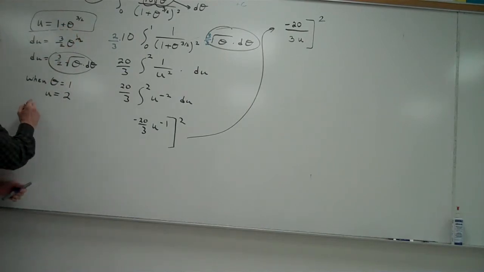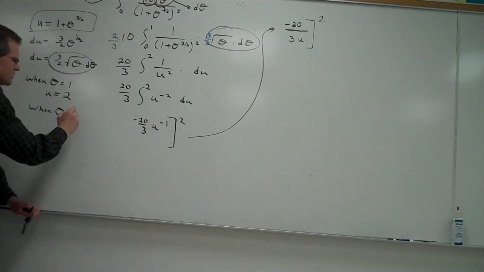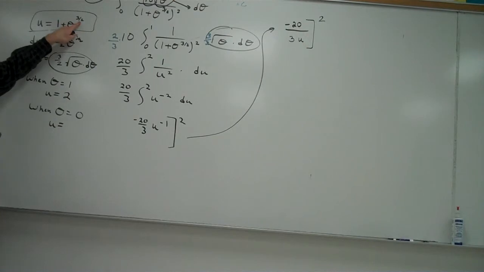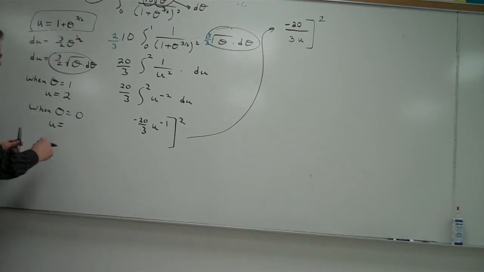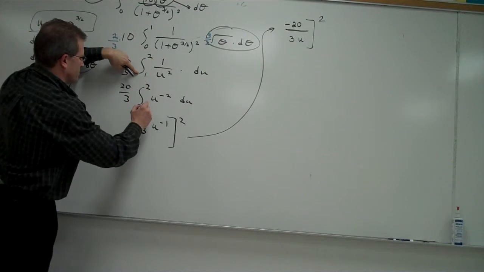So let's also do when theta equals 0, let's figure out what u would equal. Well, 0 to the 3/2 would be 0, plus 1 would be 1. So when theta is 0, my u value would be 1.